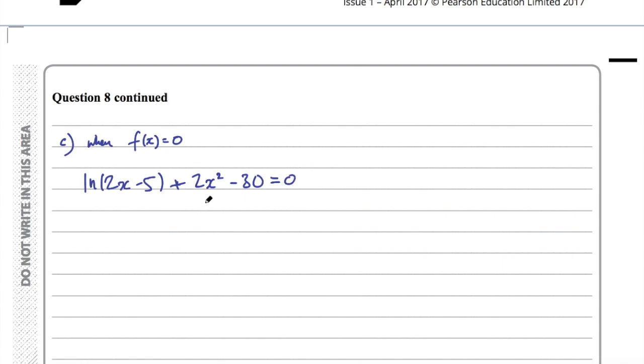You could try to do it algebraically, although I'm not 100% sure it's possible, but there is also a graphical method of doing this. So it involves rearranging this formula. So if this is equal to 0, therefore we can say that the log of 2x minus 5 equals 30 minus 2x squared. And this is just a log of some variable. So we know the graph of a log looks kind of like that. It goes up and then it flattens out.